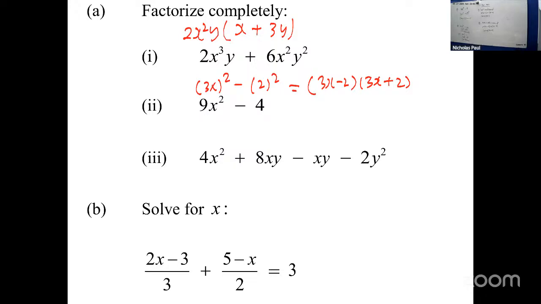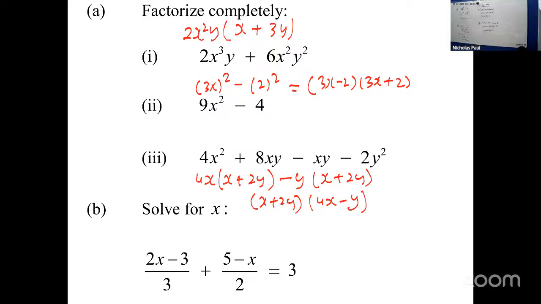Right? And the last one here, you're doing them separately. So you're factoring out 4x, you'll get x plus 2y. And here you factor out what? Minus y. You'll get x plus 2y. So you have to factor out minus y, right? And you're done. You'll get x plus 2y, 4x minus y.